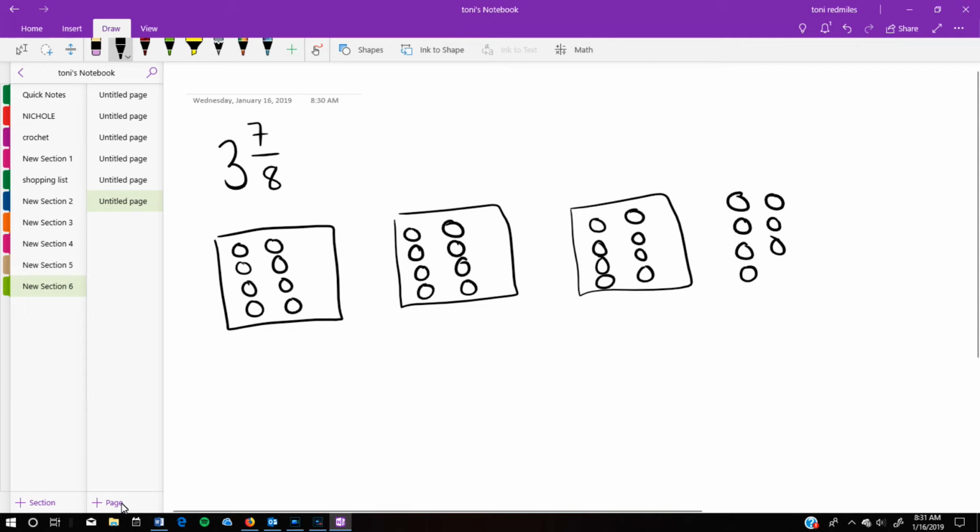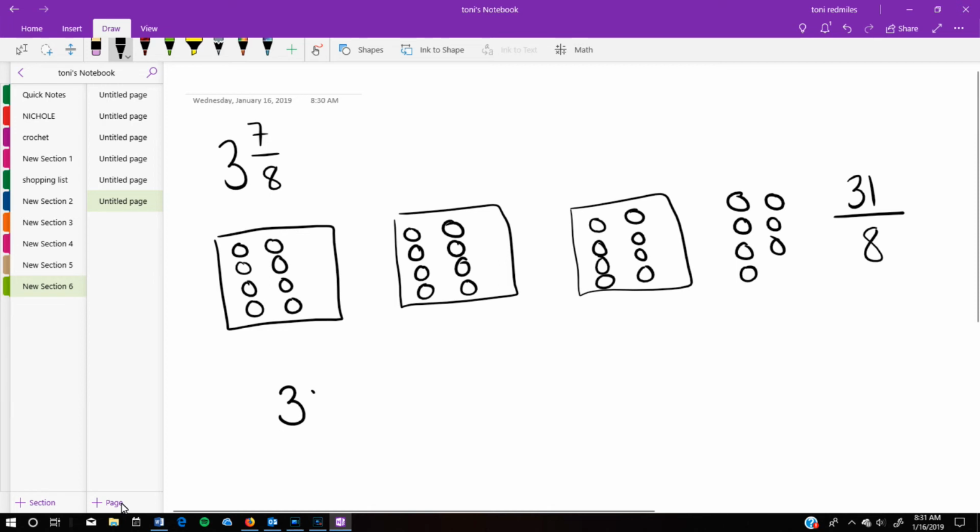So if I count them, 8, 16, 24, 25, 26, 27, 28, 29, 30, 31. So I have 31 cookies, and 8 cookies make a bag. Okay? So that's how many whole cookies I had. All right, so now let's do it the fast way.